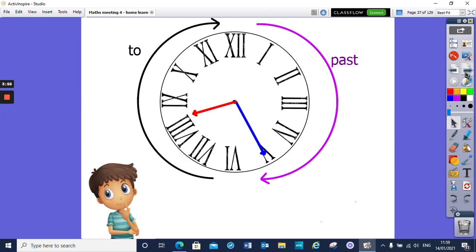Oh, it's telling the time now, so I want you to have a look, work out whether it is to or past, and tell the time. You can do it as analog or digital, or you can do both if you want to challenge yourself. Okay, pause the video now.